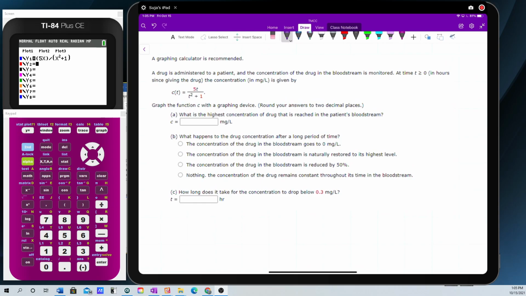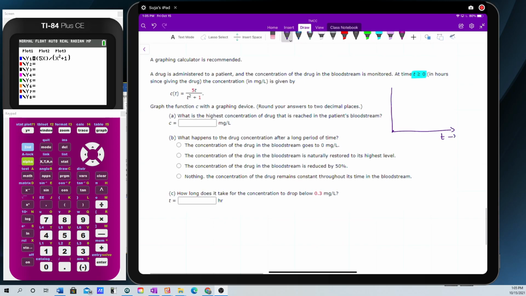A drug is administered to a patient and the concentration of the drug in the bloodstream is monitored at time t greater than or equal to 0. So that's telling me if I'm looking at the graph, I don't have to worry about my negative side. This t is my x-axis, which is the time, and what I have to look for is anything above 0 in hours since the drug was given, and the y-axis will give me the concentration, C.